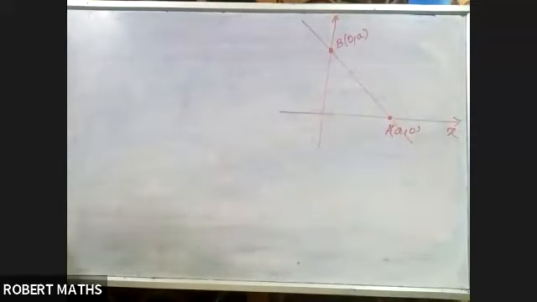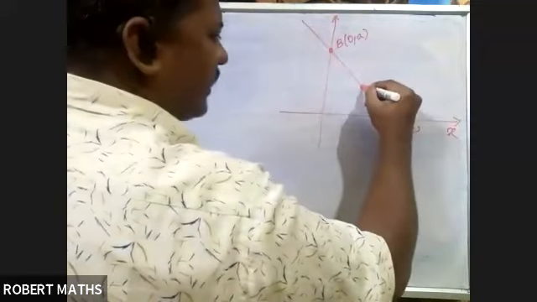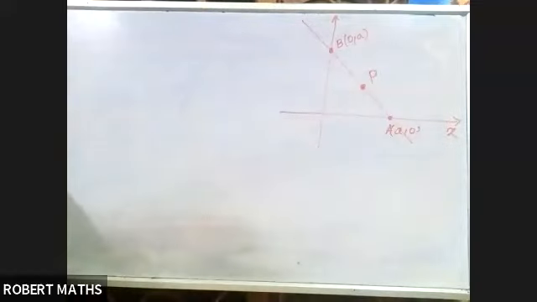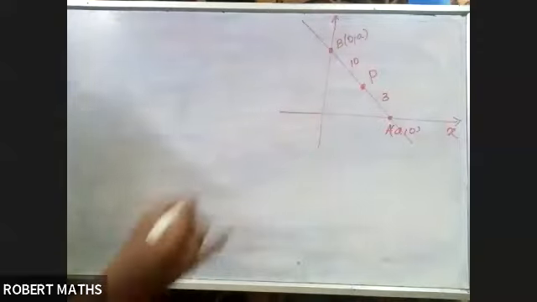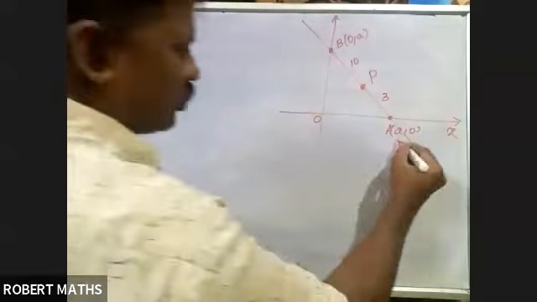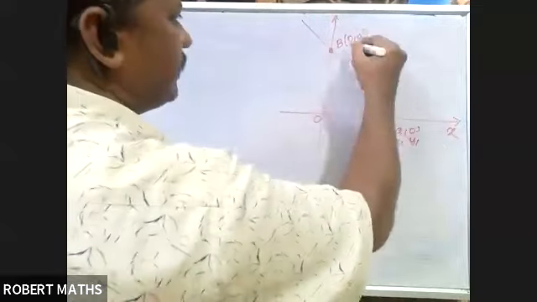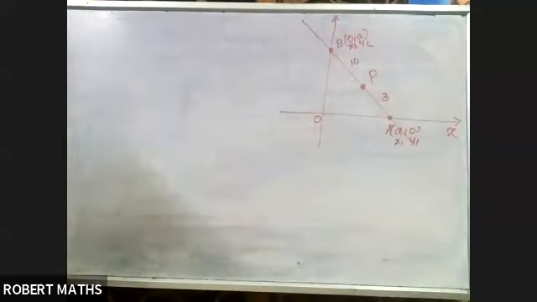Now there is a point P which divides this line in the ratio 3:1. This is your origin. This is your x1 y1 point. This is your x2 y2. P divides AB internally.